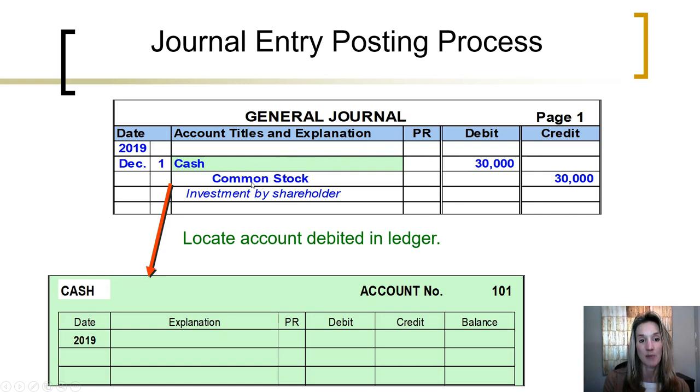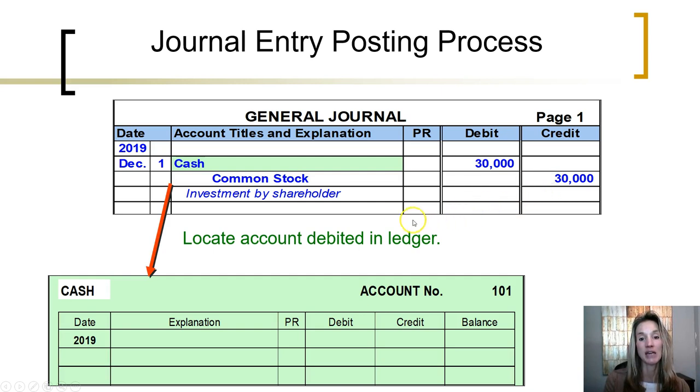Then we show the account being credited. Common stock. It is increasing because the company gave the owner common stock in exchange for the cash. Common stock is an equity account. To increase common stock, we credit. The amount of the credit is $30,000.